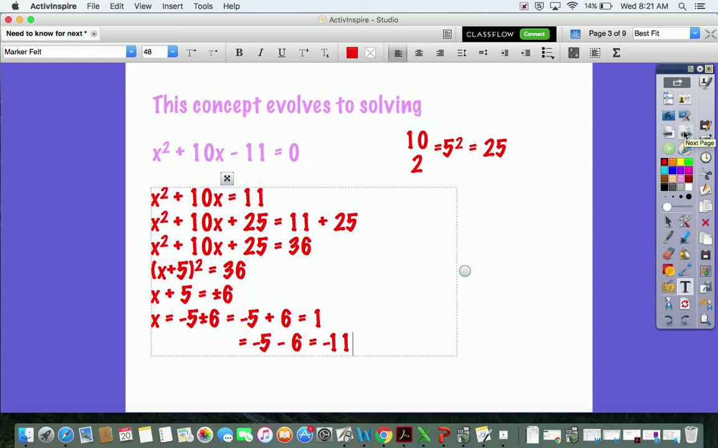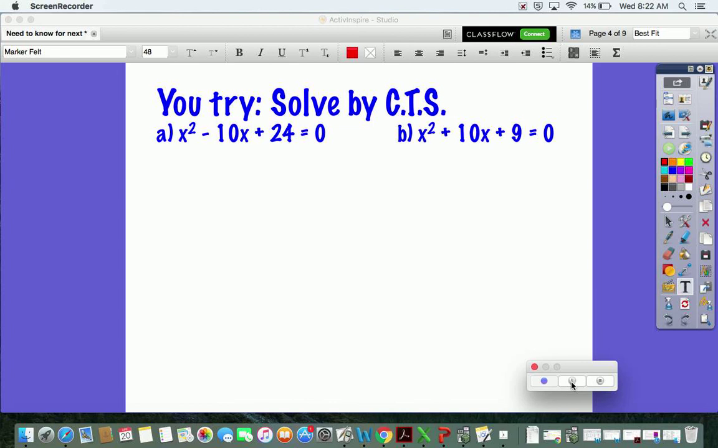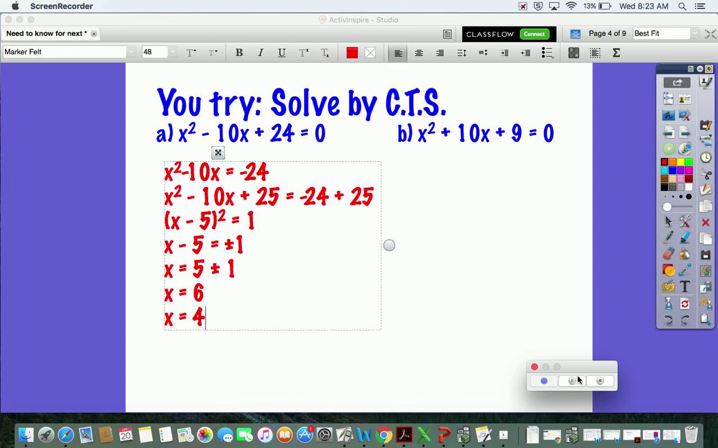Okay? So you can solve a quadratic by completing the square as well by basically going through the same process. So I want you guys to try these two problems. When you're ready to see the solution to the first problem, press play. And then pause it again, work on the second problem, and when you're ready to see that answer, press play again.